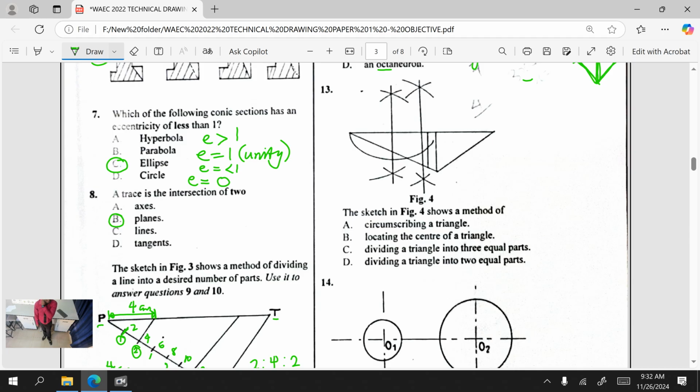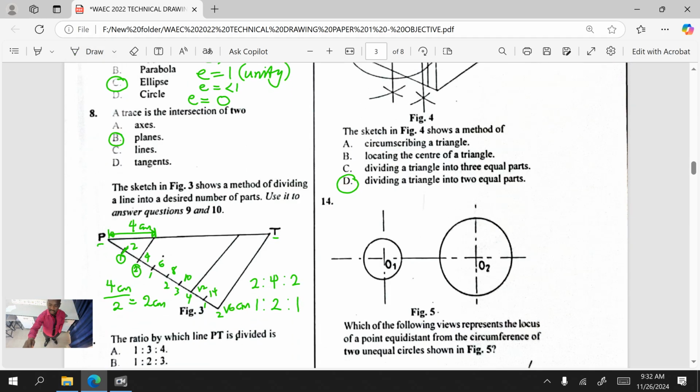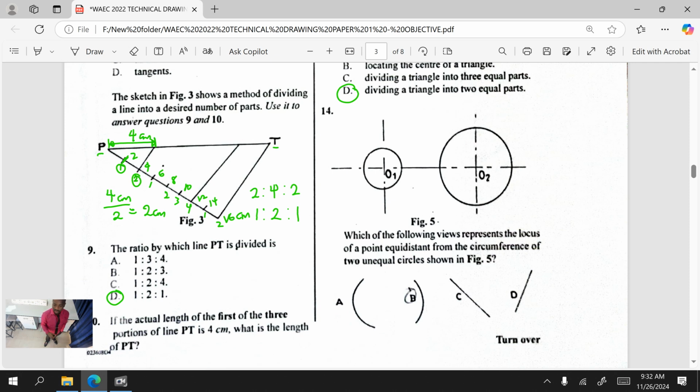Also, locating the center of a triangle. No, they are not trying to locate the center of a triangle. If they were, they should be bisecting the what? They should be bisecting the angles. Dividing a triangle into 3 equal parts. No, that's not what is happening. Dividing a triangle into 2 equal parts. The answer is D. They are dividing a triangle into 2 equal parts. So this is the method for dividing a triangle into 2 equal parts. If you don't understand that, check out that aspect in my videos in this channel.